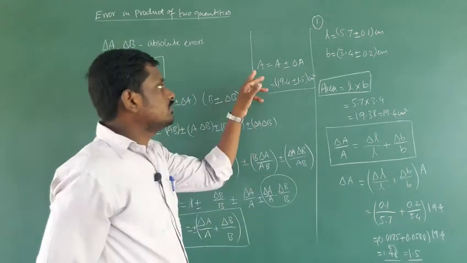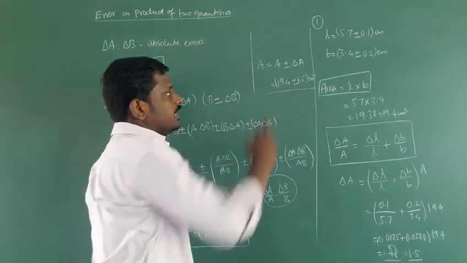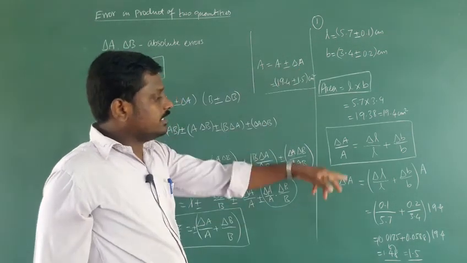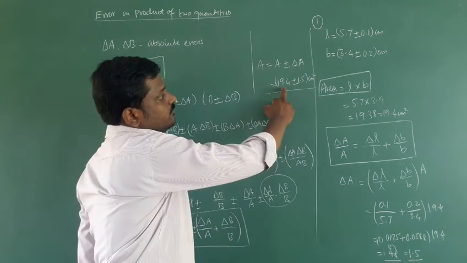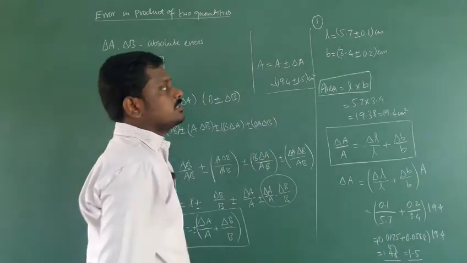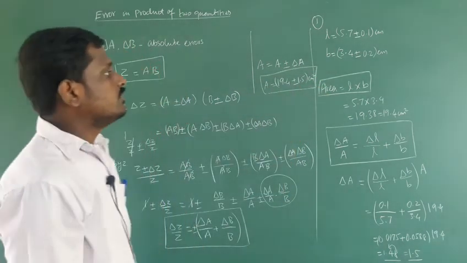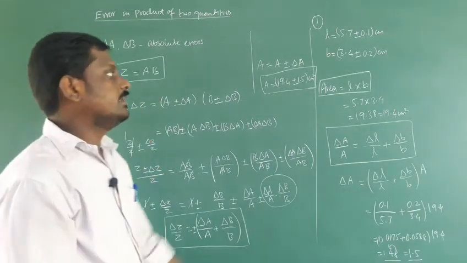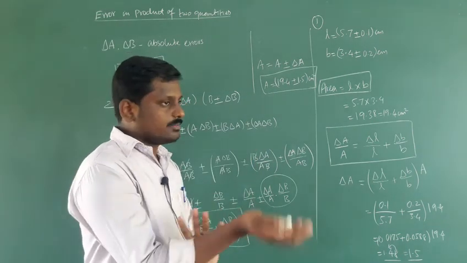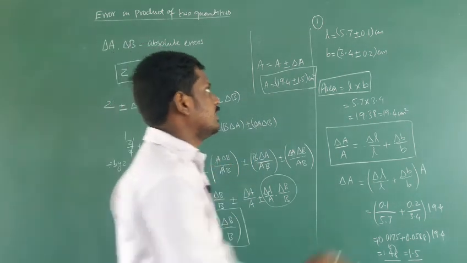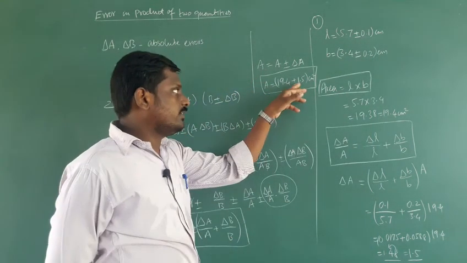So we need to go for the area. Area A equal to A plus or minus delta A. We find the area, then you need to add that error also. The error is 1.5. So 19.4 plus or minus 1.5 centimeter square. This is the area. We have found it using the formula, the length and breadth and area, and we are adding the error. So the result is 19.4 plus or minus 1.5 centimeter square. If there is an error in length 0.1 and breadth 0.2, the area has an error of 1.5 centimeter square.